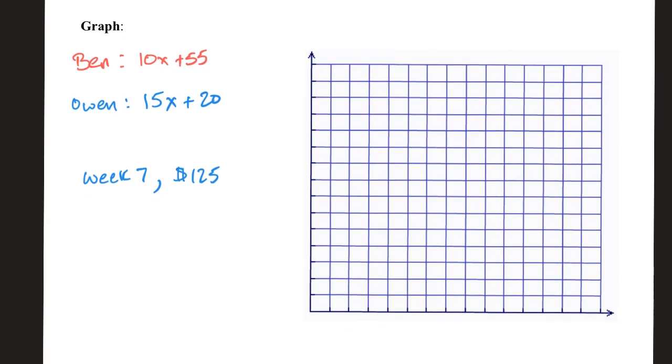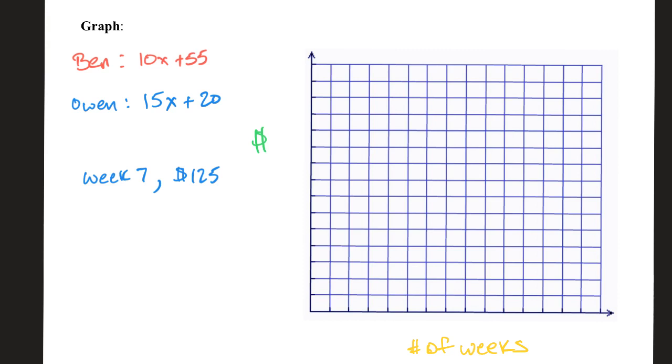Alrighty, so I need to label my graph here. And I'll do it in green. The money portion is going to go over here on the side. So this is going to be dollars. And then down here is going to be number of weeks. That's an O. Number of weeks. There we go.